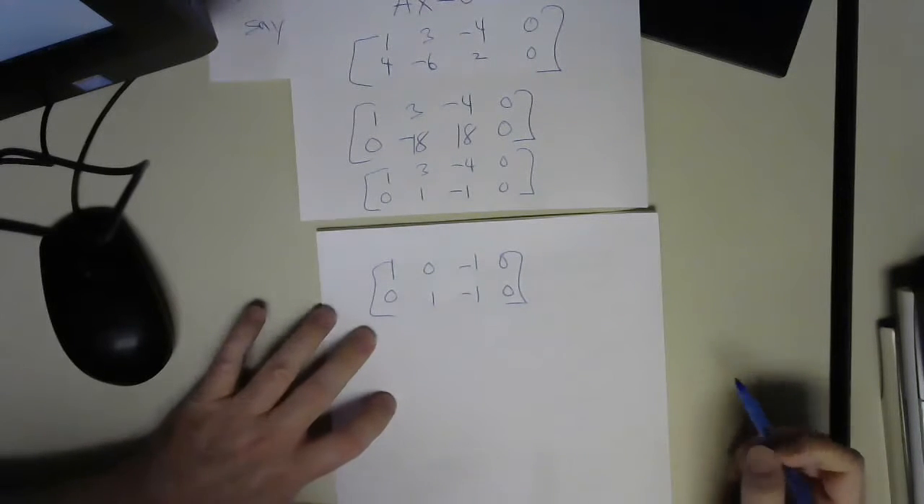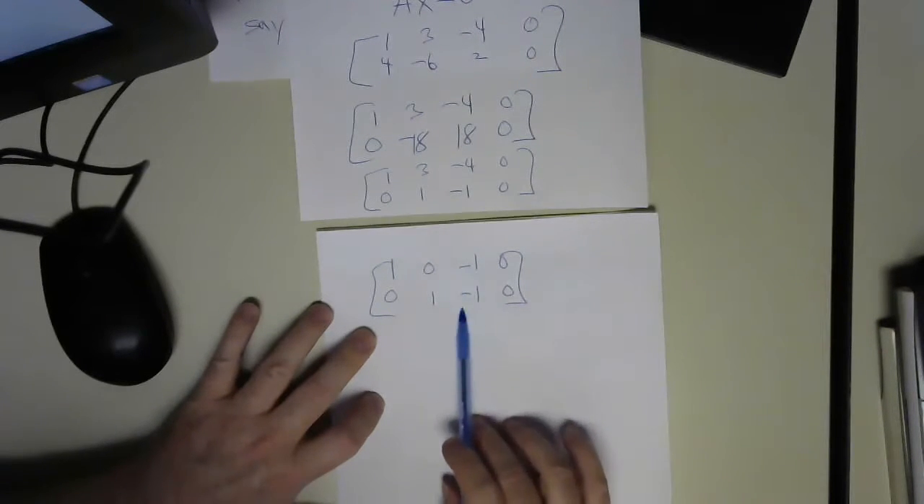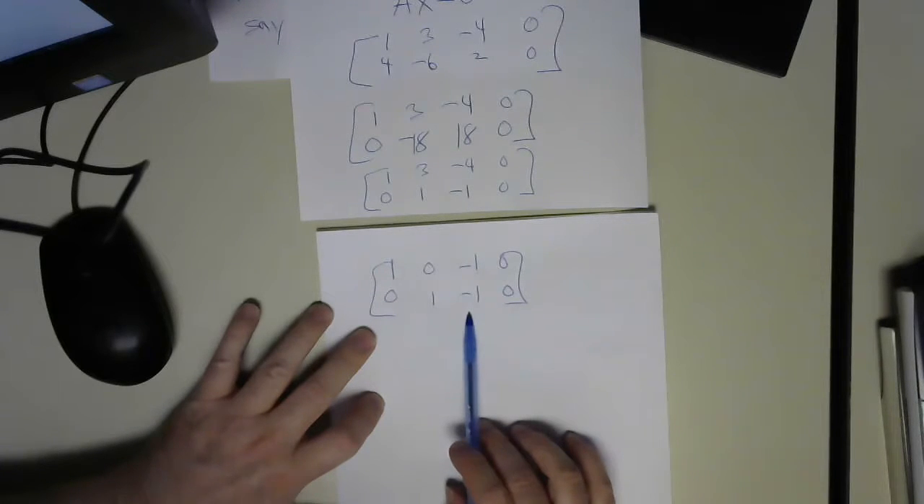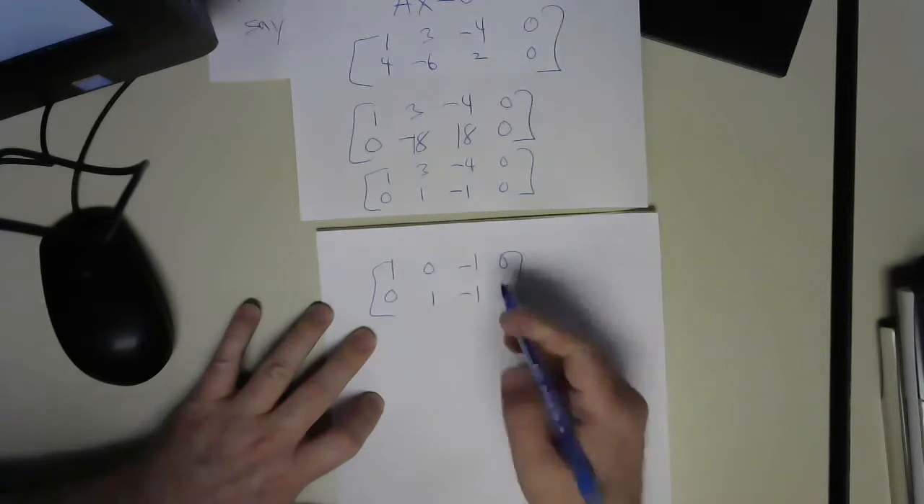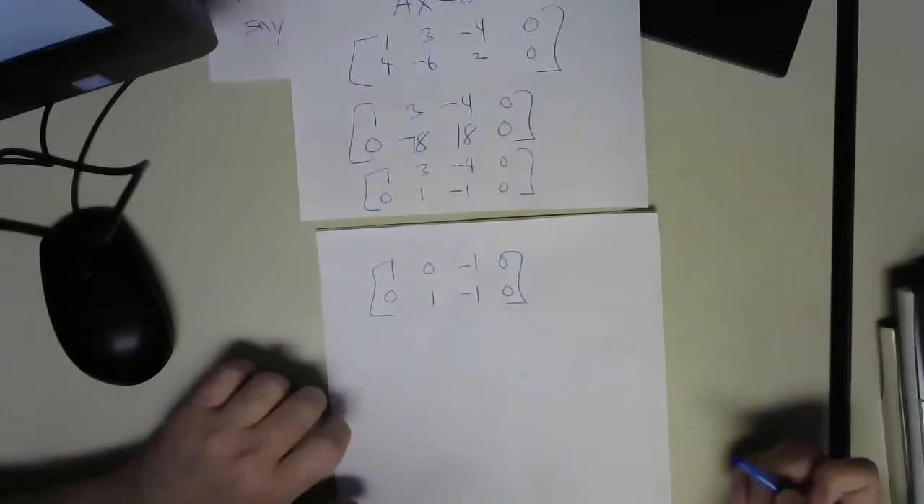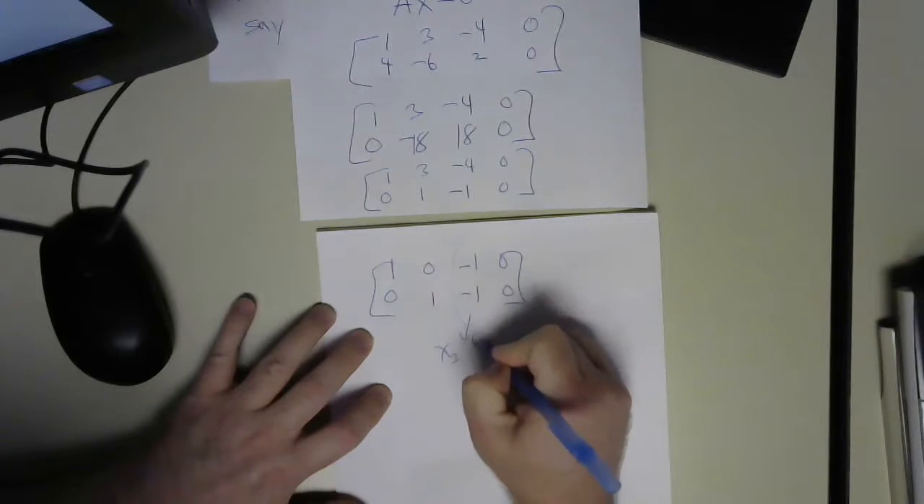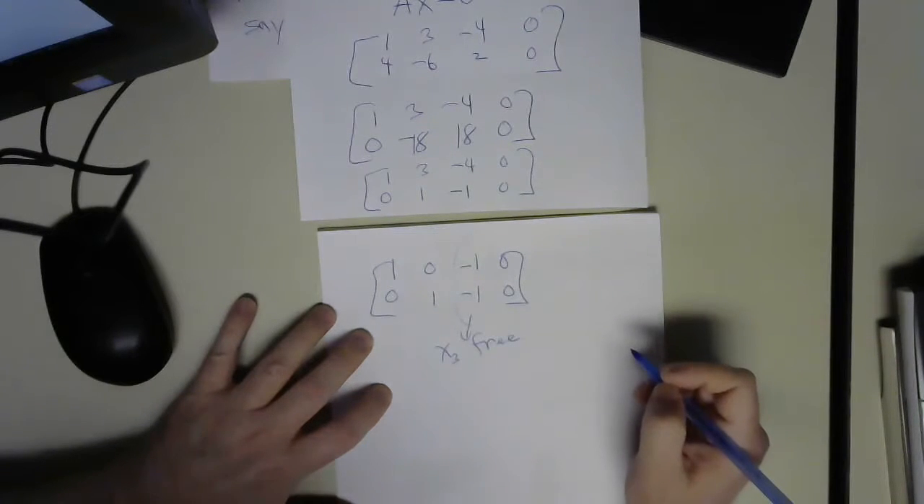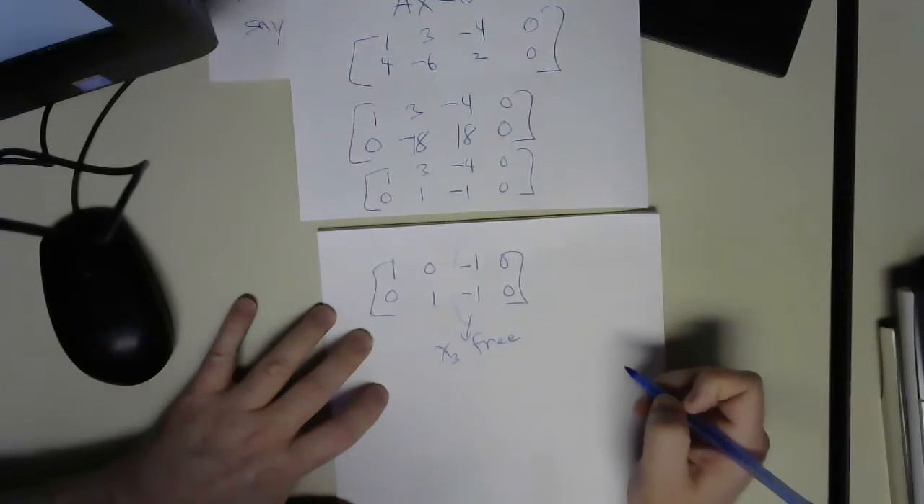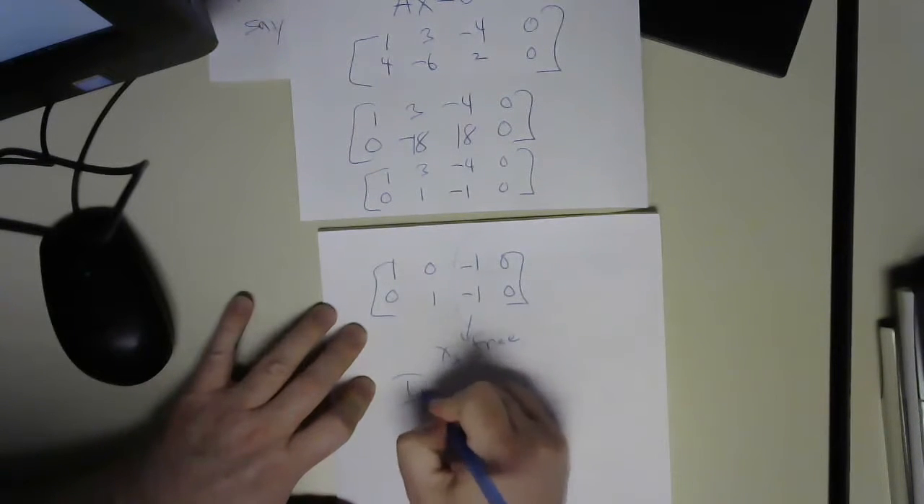So notice that it looks like we have a free variable because we only have 2 pivot columns. So we do have a free variable here. That means there are infinitely many solutions. So there is more than just the trivial solution of the equation. So we have infinitely many solutions.